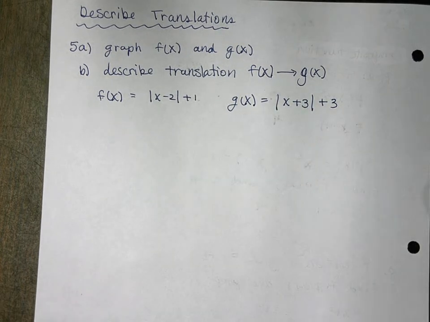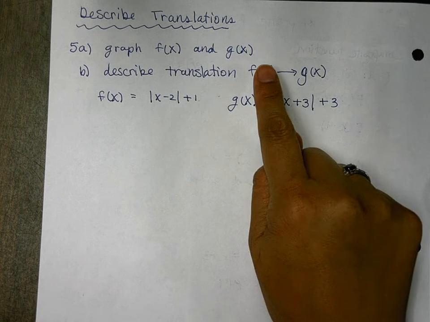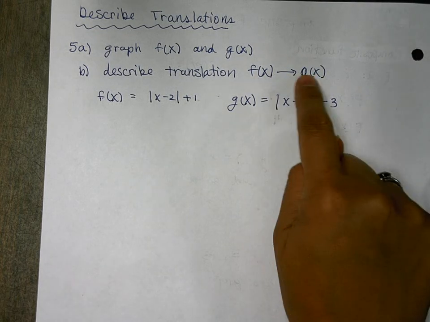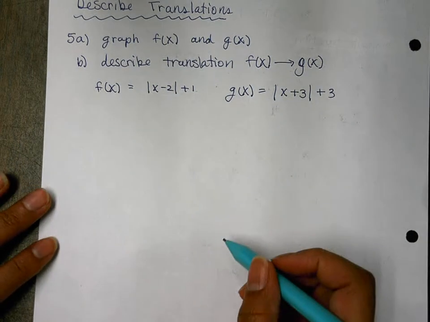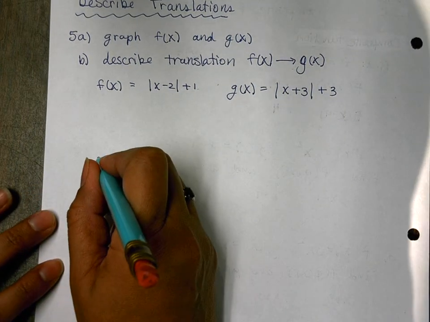All right. f of x, g of x, and we're going to graph both of them and then describe the translation of f to g. It's important to get this order correct. f function to the g function. All right, so let's get our graph paper ready.